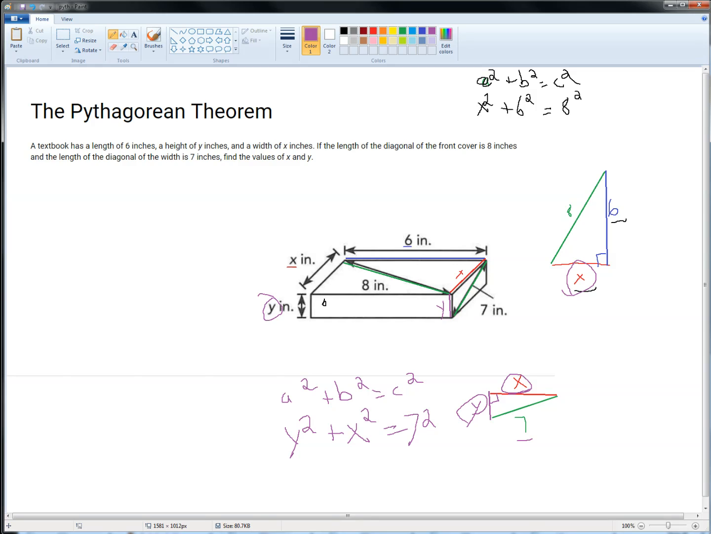I hope that this helped you visualize how to pull those right triangles off that book. Good luck.